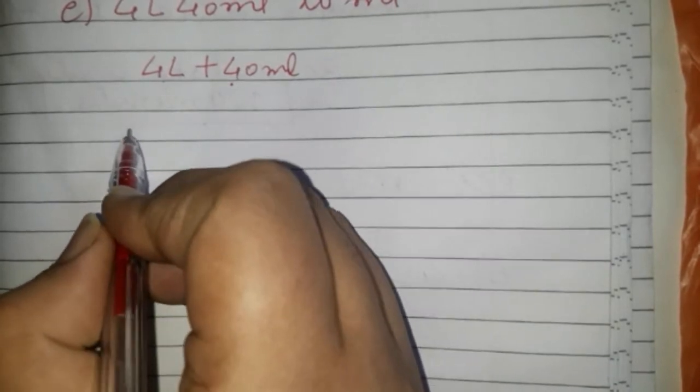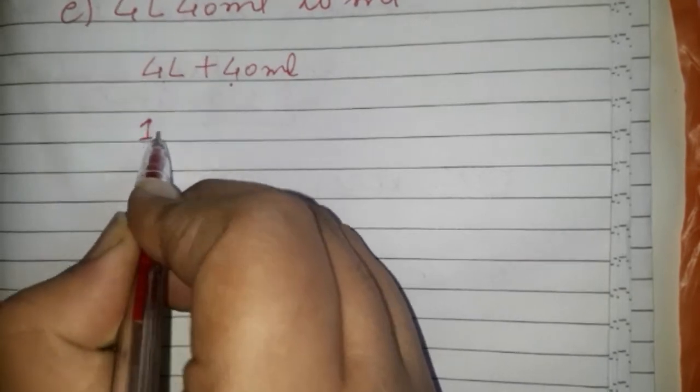milliliters, first of all we'll separate both the numbers of different units. 4 liter 40 milliliter with a plus sign. This 40 is already in milliliters, so we don't have any need to convert it. We'll convert this 4 liter into milliliters, and we have just studied that whenever we have to convert the liter unit into milliliter, we'll multiply the number by 1000.